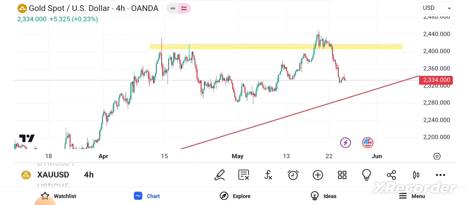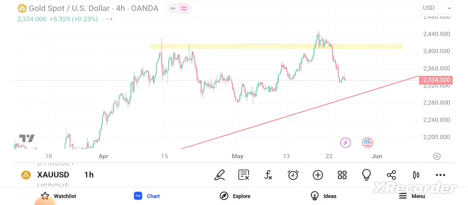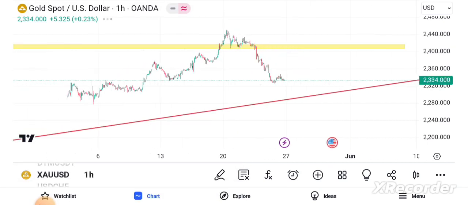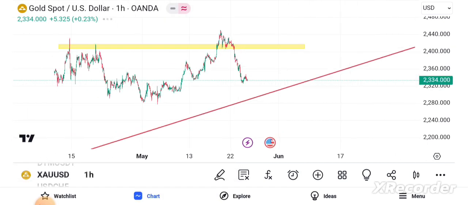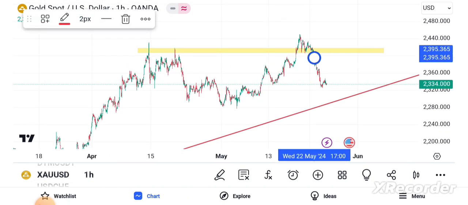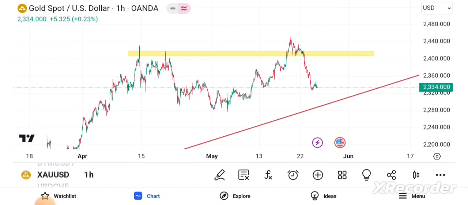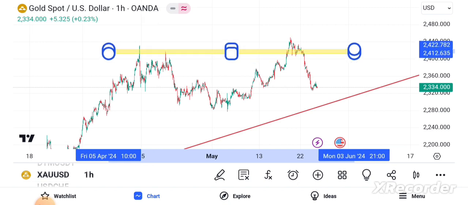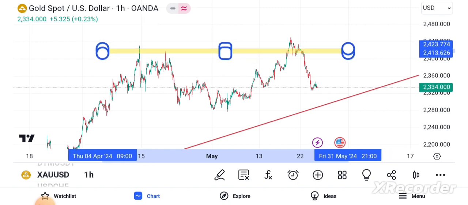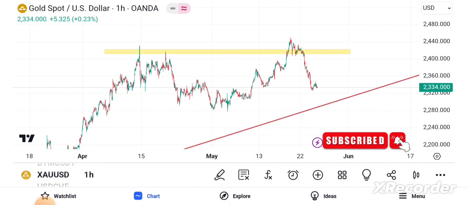Then I'll go to my 1 hour time frame to see if I can refine the zone, to see if there's any adjustment I need to make. Then I have to zoom out so I can see the full view of the chart. So what I have to do is adjust my zone a little, so it can cater for most of the touches.